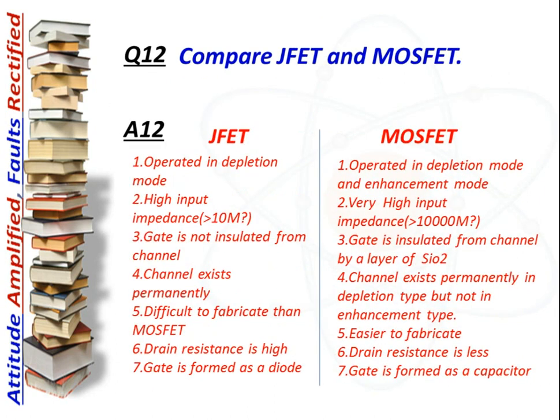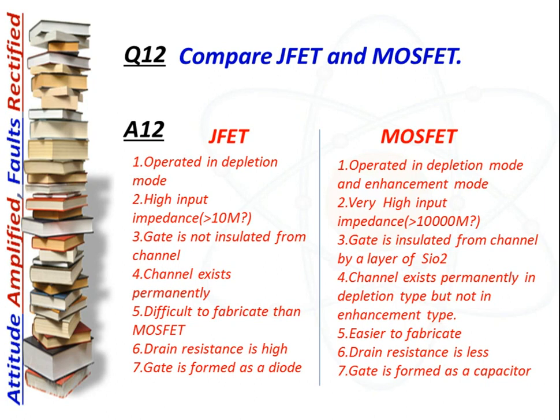Next question. Compare JFET and MOSFET. Here is the comparison of JFET and MOSFET. JFET is operated in depletion mode. MOSFET is operated in depletion mode and enhancement mode also. In JFET, high input impedance exists. In a MOSFET, very high input impedance exists.